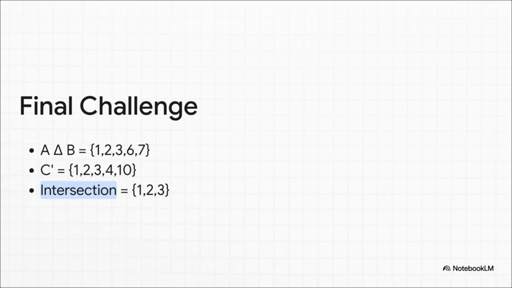And step 3, now we just find the intersection, the common ground between the result of step 1 and the result of step 2. The numbers they both share are simply 1, 2, and 3. And there is your final answer. See, even the most complex exam problems are really just simple operations stacked together.